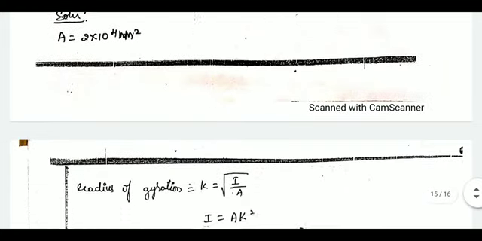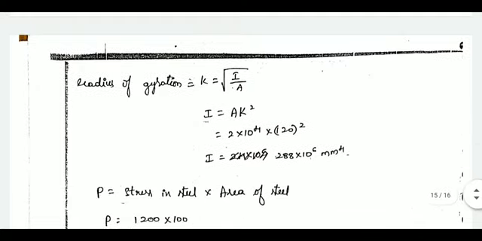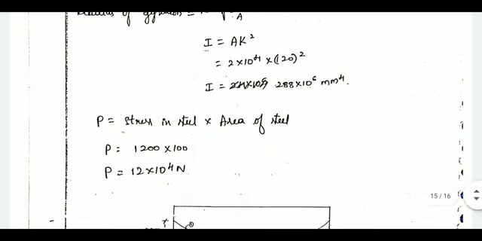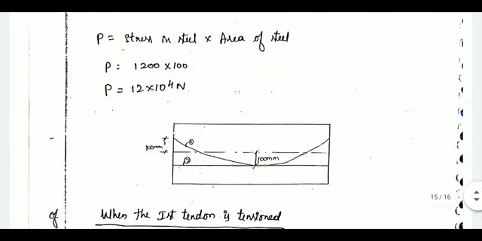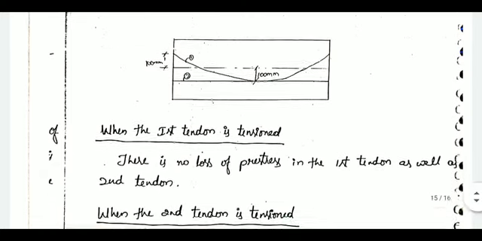So area is given. To calculate the I value, radius of gyration K is equal to root of I by A. So we can calculate the moment of inertia directly. P is the stress in steel into area of steel. Area of steel is given as 100 mm square. So we'll get 120 kilonewton. So this is the profile of the tendon, 100 mm at support and 100 mm at the midspan. So when the first tendon is tensioned, there is no loss in any of the tendons.